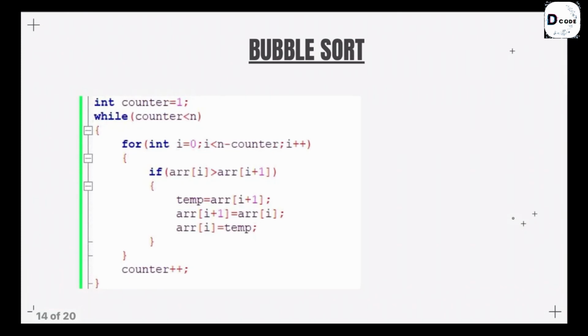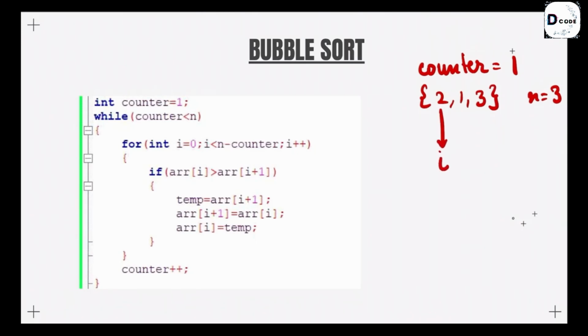Let's see the logic for it. Counter is set to 1. Counter is nothing but the iterations. Now while counter is less than n, let's take the example of 2, 1, 3, which is an unsorted array. So n here is 3. Now i is equal to 0. So here 2 is at i.